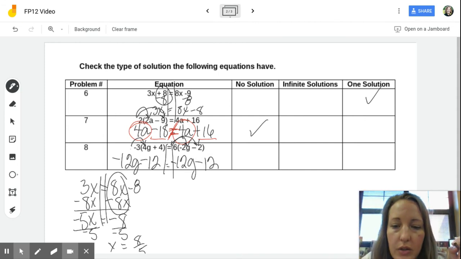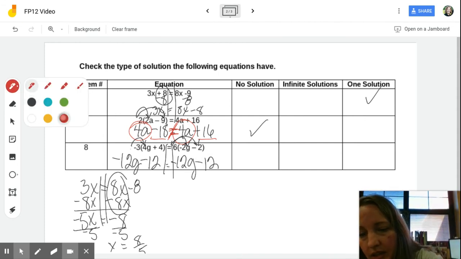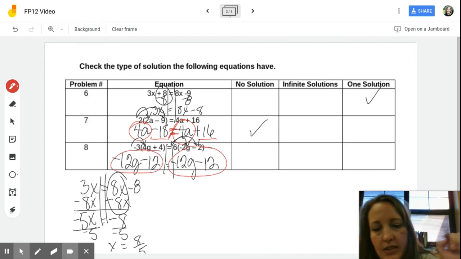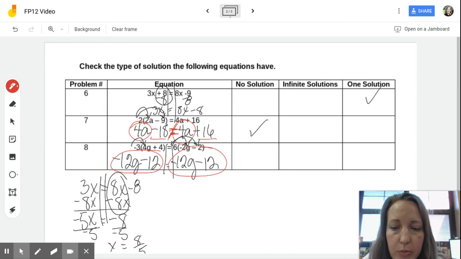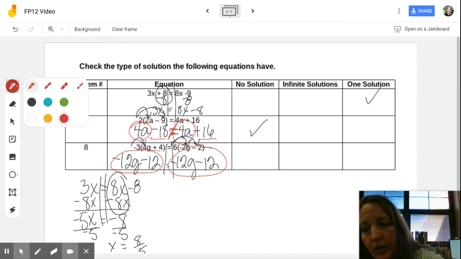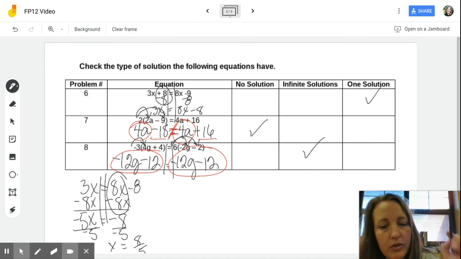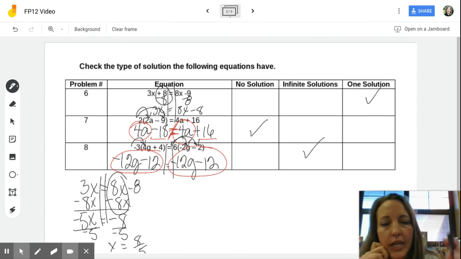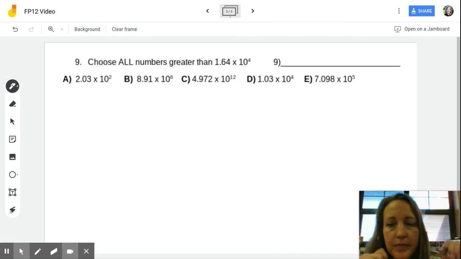Okay? Notice we have the same thing on both sides. This expression is the same as this expression. Those are algebraic expressions and they're equal. When that happens, we know that we have an infinite number of solutions. No matter what I put in for g, it's always going to come out the same. Okay, let's go on to the next one.